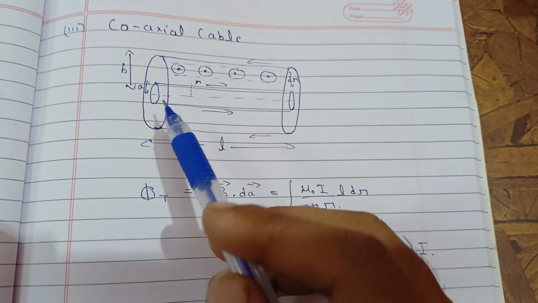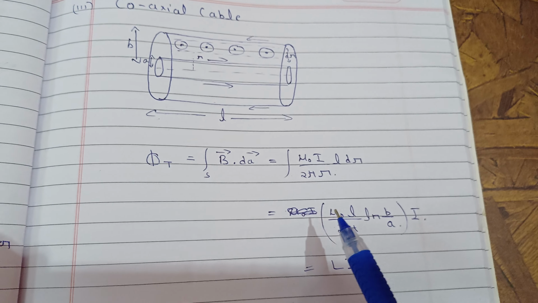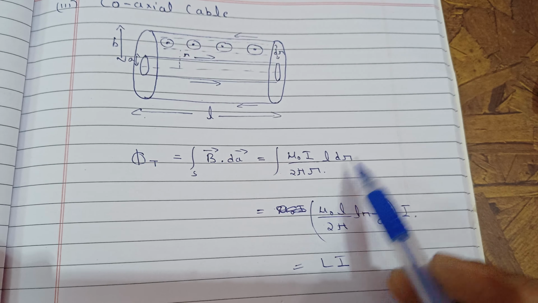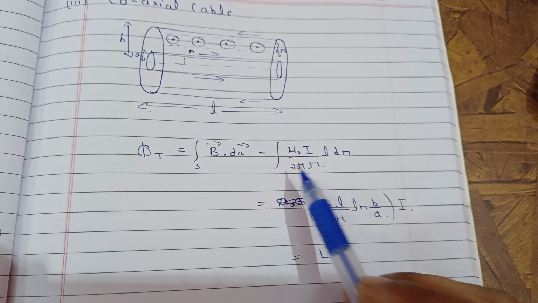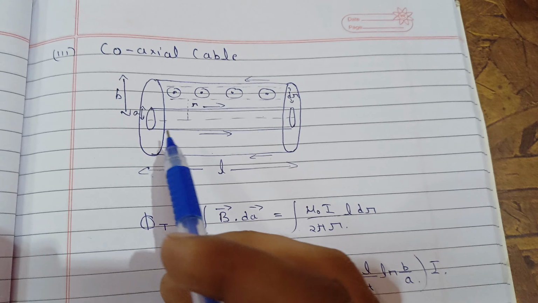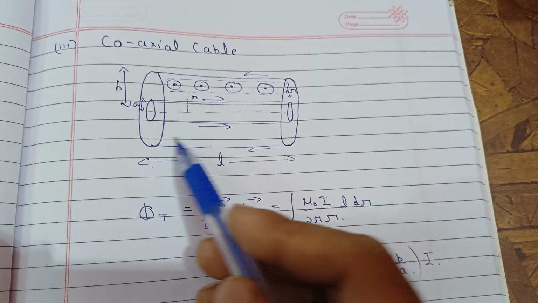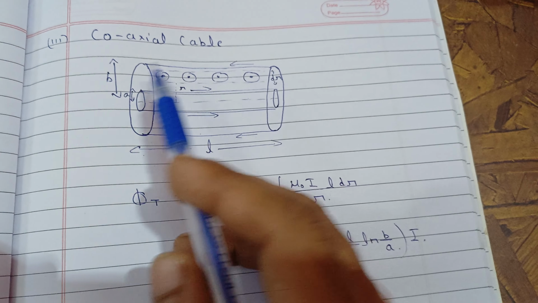Now we need to integrate from a to b for this complete area. Integrating 1 upon r dr from a to b will give you log r, so log b by a. These other terms are constants. So take the I outside, and whatever remains will give you the self inductance. Why don't we consider this lower area? Because here the magnetic field will be going inward. If you consider the complete area, the net flux will be 0. So that's why we need to calculate only this area.